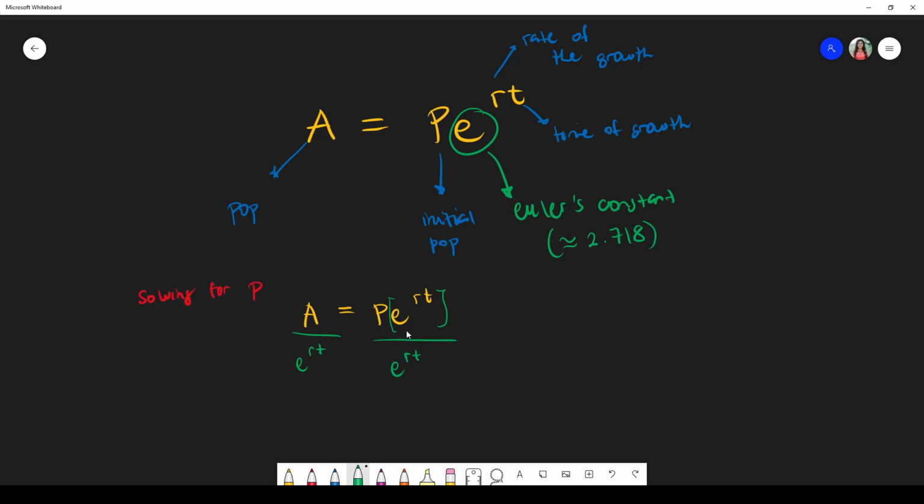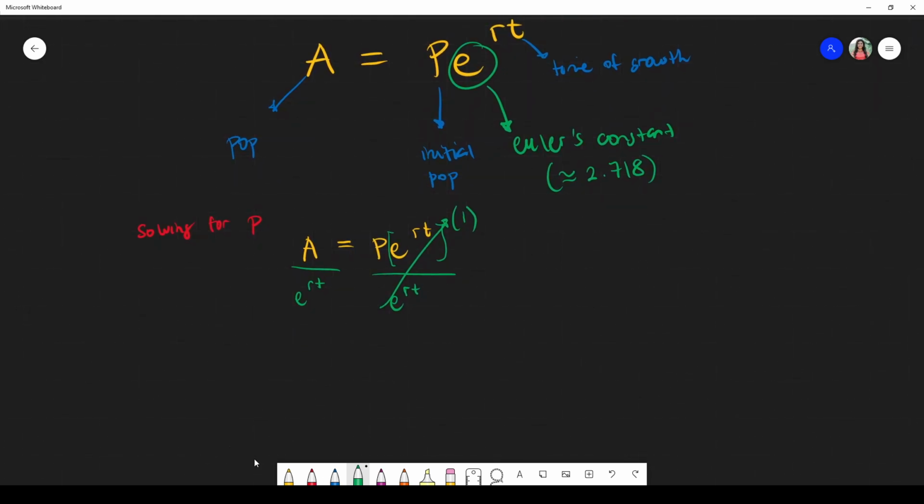That's why we have to divide both sides by e raised to rt, because essentially what we are doing is making this equal to 1, right? A number or a term divided by itself is equal to 1. So essentially, this would become P times 1, which will leave us with A over e raised to rt equals P times 1. And this is essentially P equals A over e raised to rt. And that's how we solve for P if P is our unknown variable.